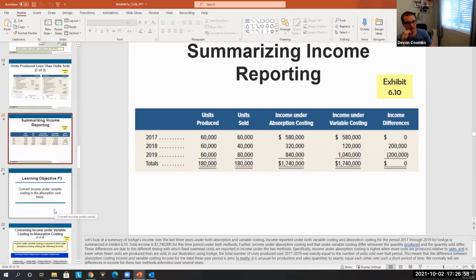Okay, any questions there? I know that's a lot. That's just comparing the methods. And the real takeaway is it's fixed costs. The fixed overhead is hiding or being attributed to the inventory in the absorption costing method, which smooths income over time. Any questions? Going once, going twice.